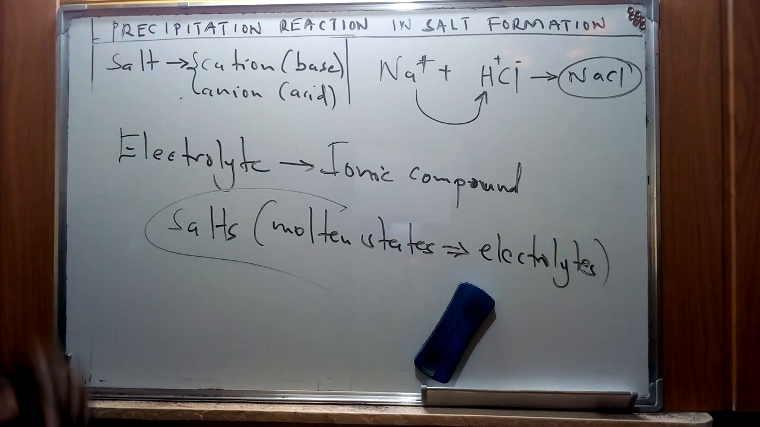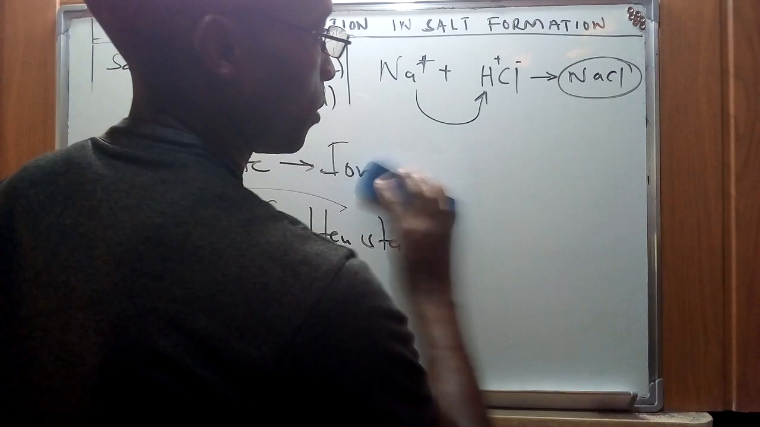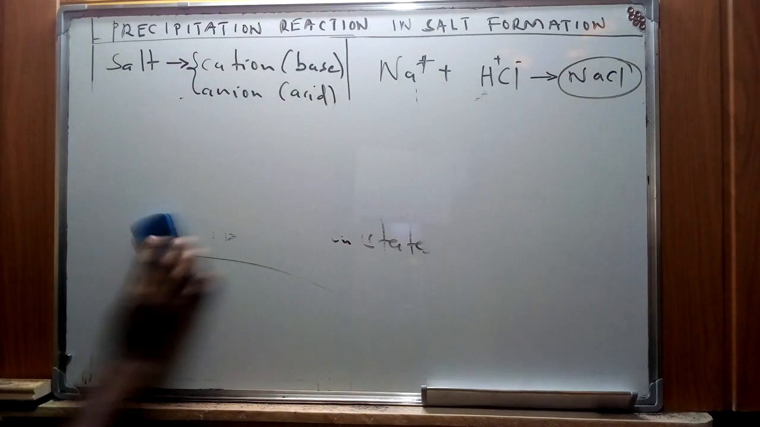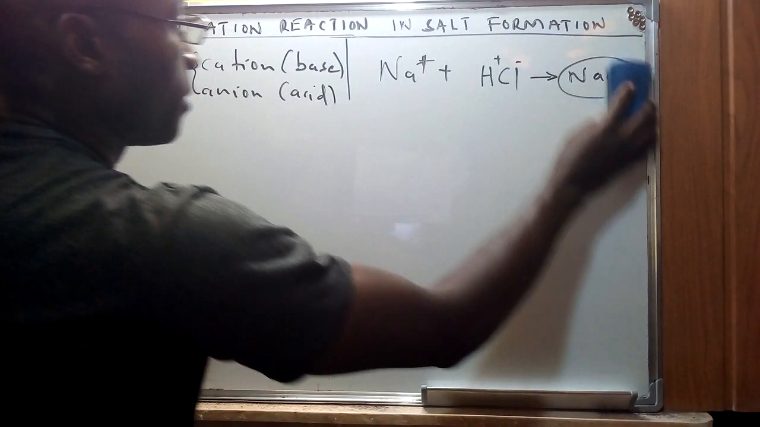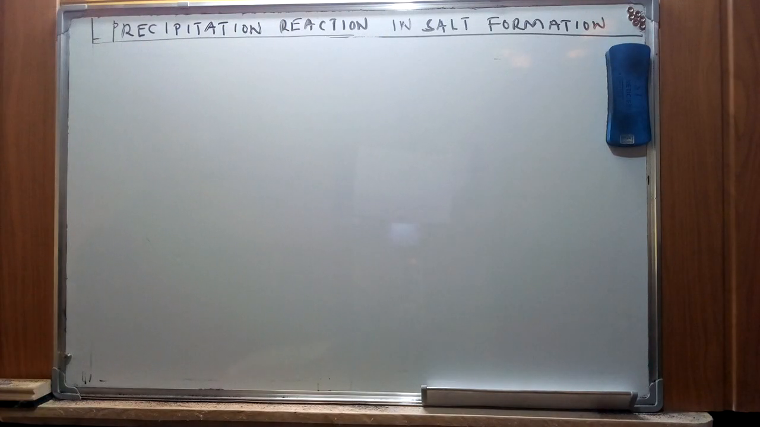So going to our topic, having defined the concept of a salt, we're going to look at a precipitation reaction, an example of a precipitation reaction that is going to lead to salt formation, which represents a wider range of some of the reactants and products that are going to be formed. So precipitation basically is the process by which two salts react to form an insoluble salt and a soluble salt.